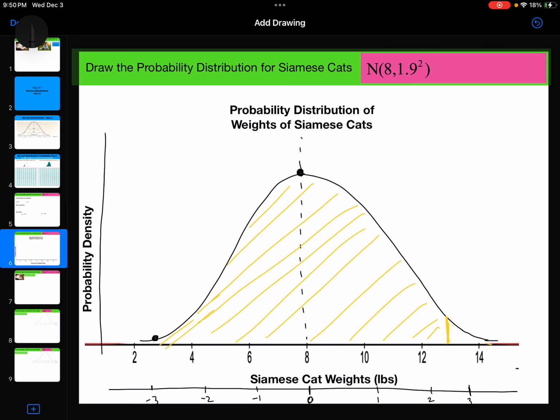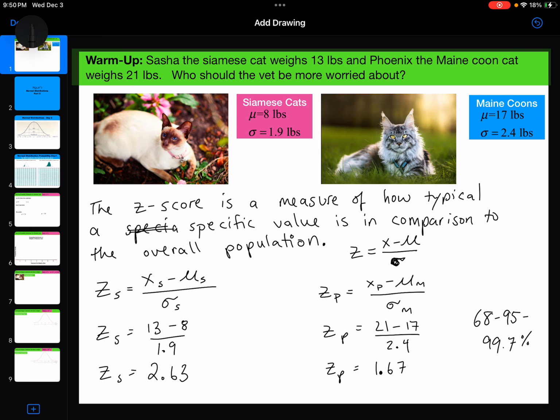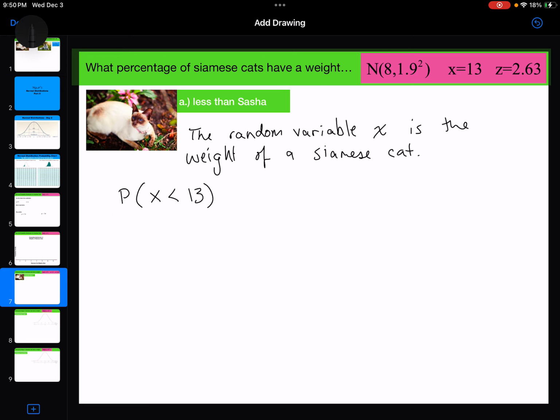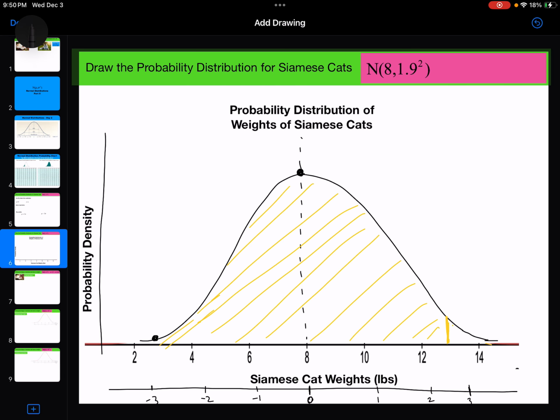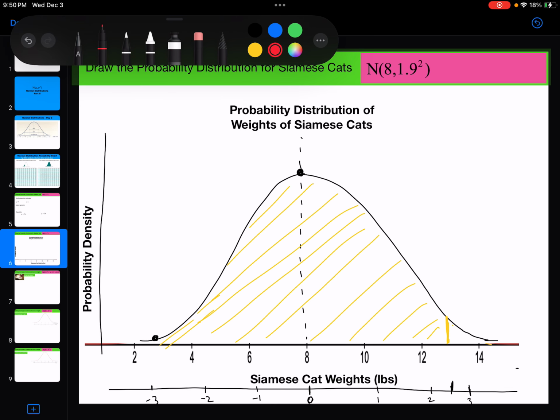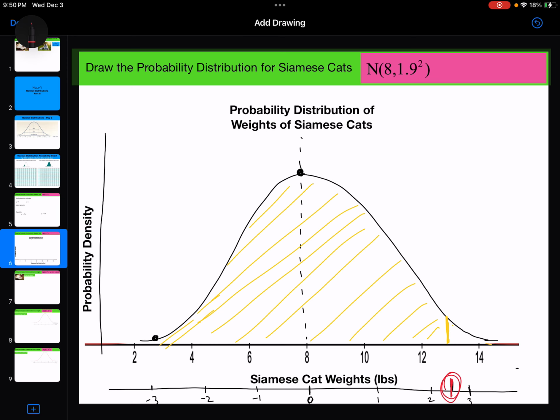So if we look back up here, we knew that Sasha's Z score was 2.63. So back to my work here, I'm going to go probability that Z is less than 2.63. And that's going to be equal to the probability that X is less than 13. All right, but what does that mean? Again, that means the area that I've shaded in yellow on here is less than, right here, 2.63.